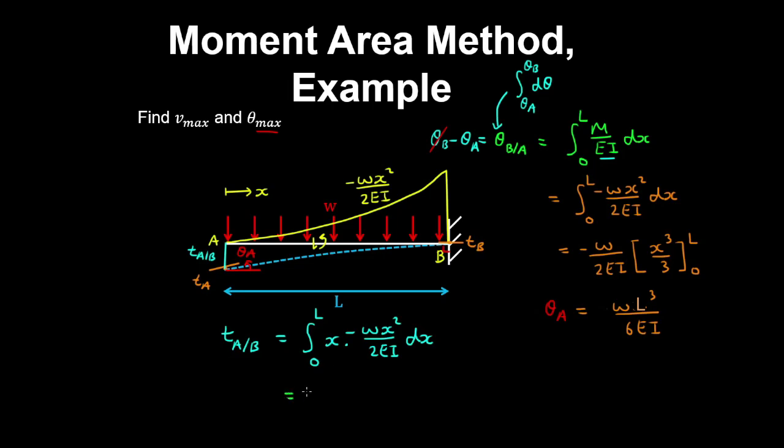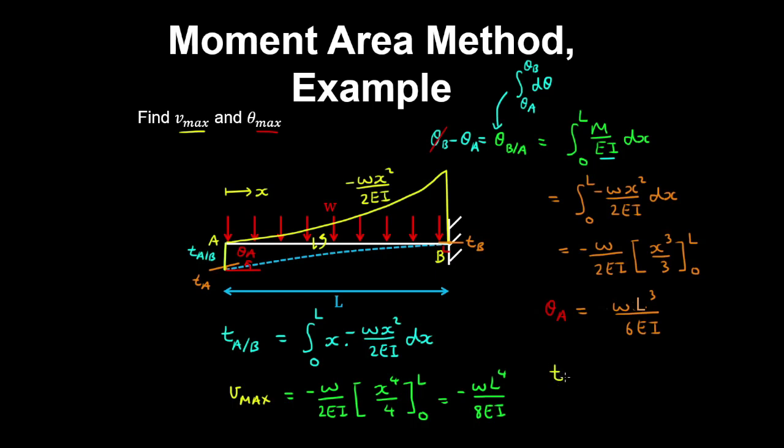So taking the constants outside the integral, we have minus w on 2EI, and then we're left with x cubed, which evaluates to x to the 4 on 4, evaluated from x equals 0 to L. And therefore we get minus wL to the 4 on 8EI. And this here is the maximum deflection for the cantilever.